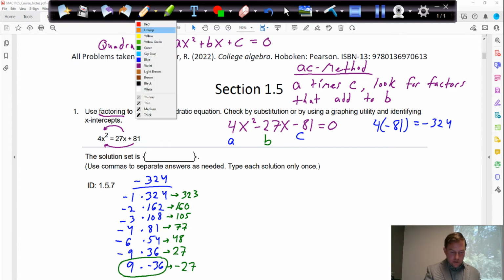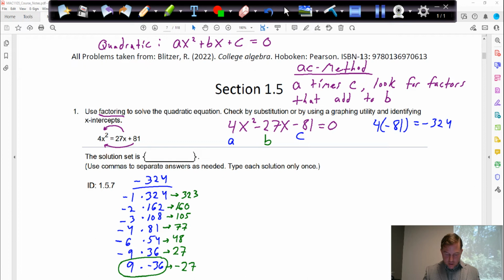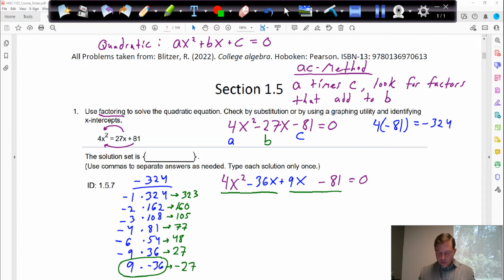Now what you do, in the AC method, is you keep your A term the same, you keep your C term the same. But the B term we're going to write not as negative 27, we're going to write it as negative 36x plus 9x. You can confirm those two, we haven't changed the problem, because if you do add those two numbers, you get negative 27x. But now we're going to do what's called factor by grouping. So we're going to group these two numbers together, and we're going to group these two numbers together, and we're going to look for common factors.